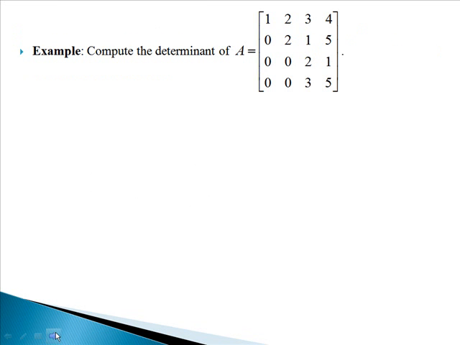So bearing that in mind, it's nice when we have zeros because we can essentially eliminate some work for ourselves. And so what we're going to do is look at computing the determinant of this matrix A here. And remember that we can choose to go across any row or down any column.